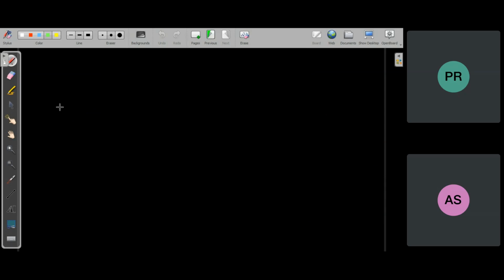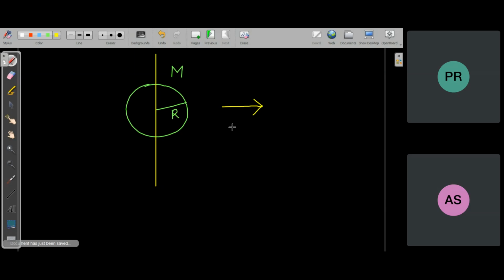For example, suppose this is a sphere of radius r, and let's say the mass of this sphere is m. I'm taking one axis which is passing through the center of this sphere. Now, what is the radius of gyration of this sphere about this axis?